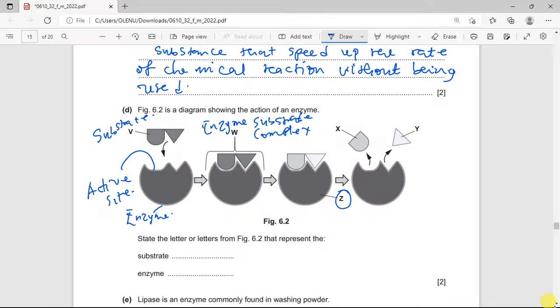So Z here represents the enzyme. So X and Y are both product. So state the letter or letters from figure 6.2 that represent substrate. Substrate is V, enzyme is Z. That's all.